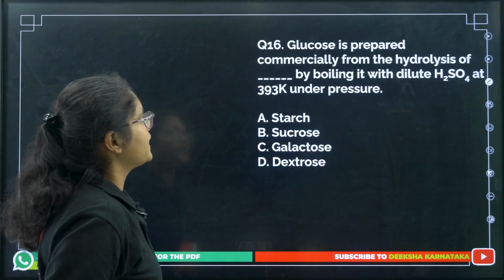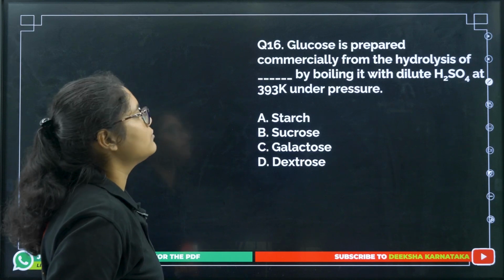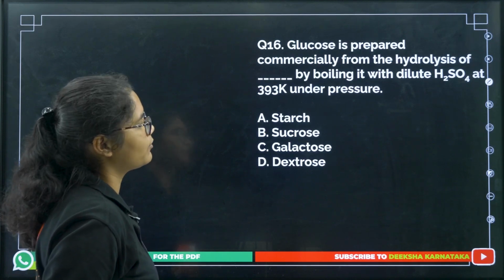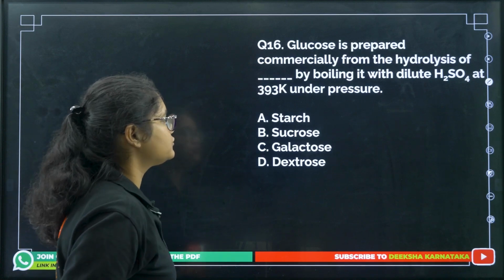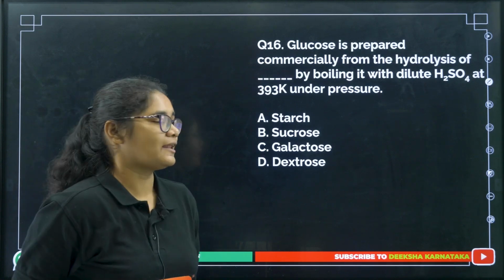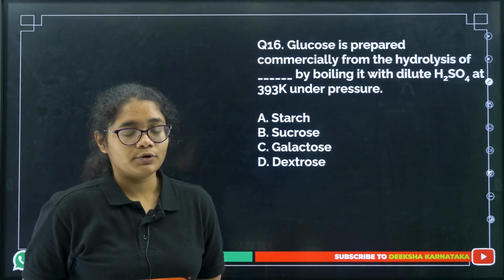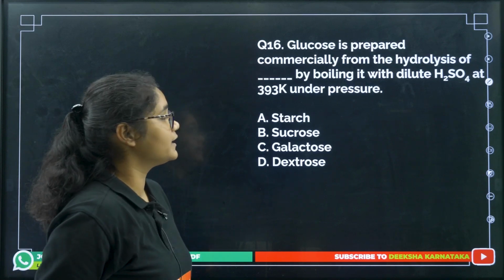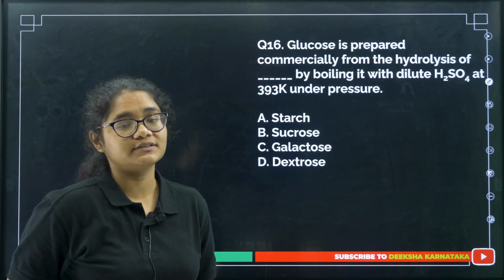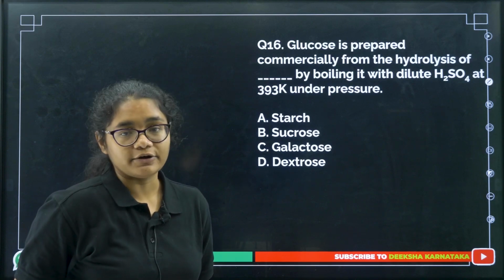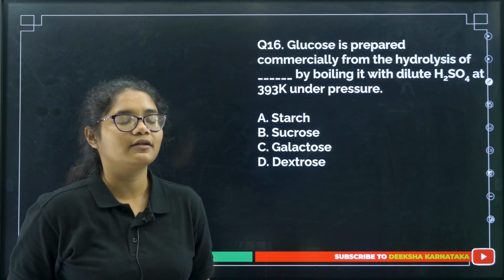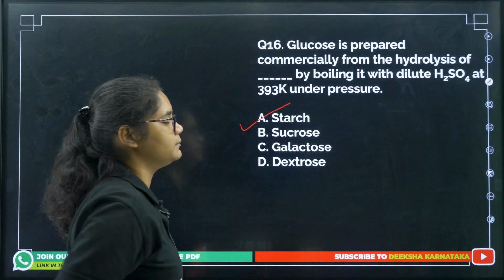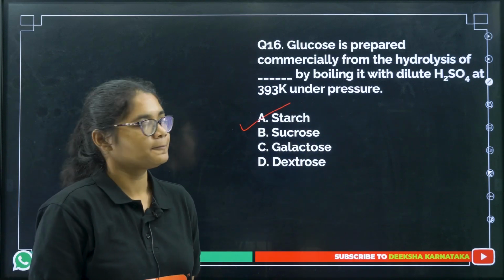Okay. Next, we'll go for biomolecules now. Glucose is prepared commercially from the hydrolysis of dash by boiling it with dilute H2SO4 at 393 Kelvin under pressure. So to prepare it by the commercial method, we use starch. So we do hydrolysis of starch to get glucose commercially. So the correct answer for this question will be option number A here.